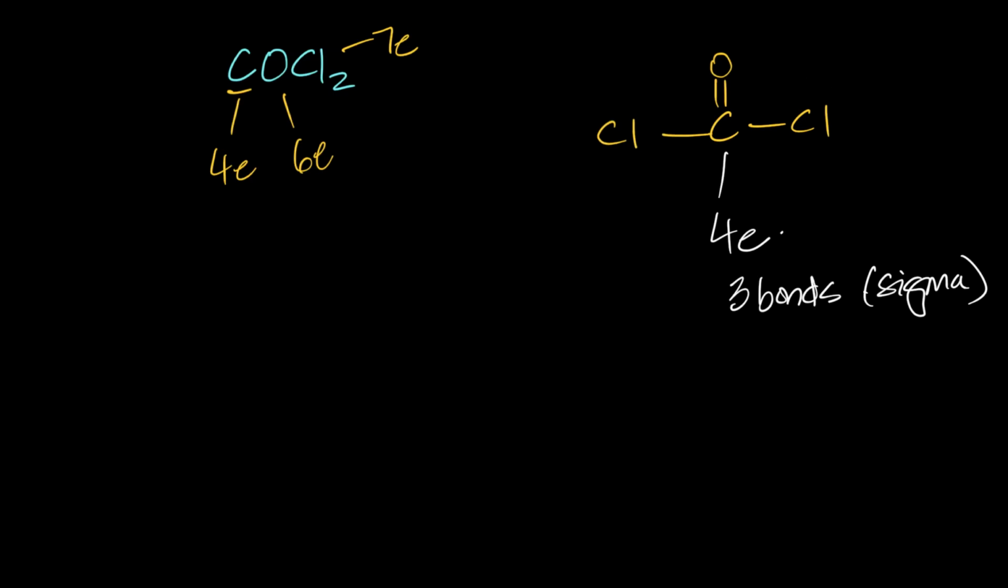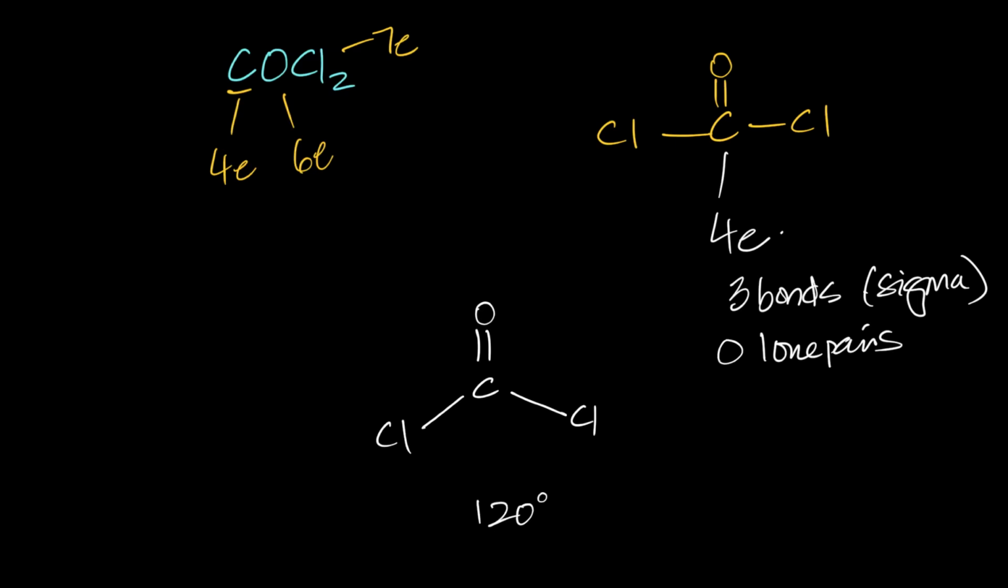And when you have that, how many lone pairs do you have in this case? Carbon has 4 electrons, and चारों के चारों bonded हैं. So 0 lone pairs. So this would be your trigonal planar. Angles are 120. Yes?